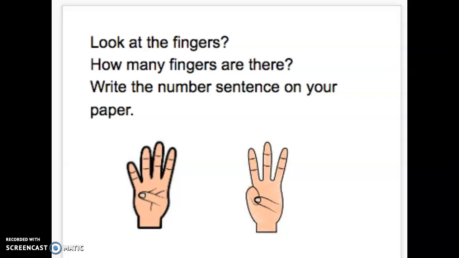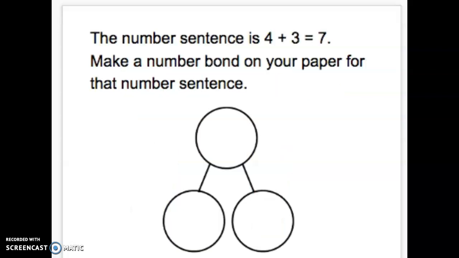Look at the fingers. How many fingers are there? Write the number sentence on your paper. The number sentence is 4 plus 3 equals 7. Make a number bond on your paper for that number sentence. Remember, a number bond is part, part, whole.